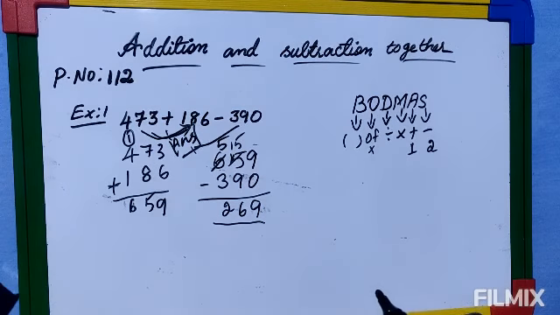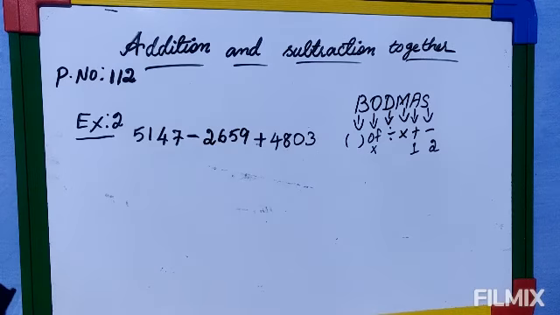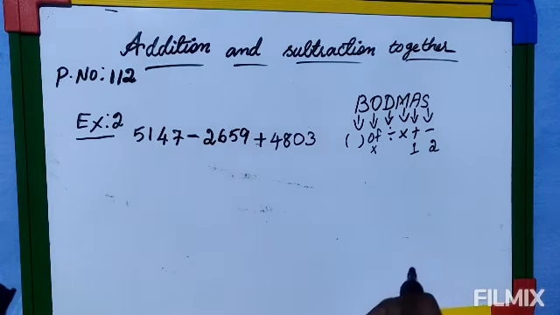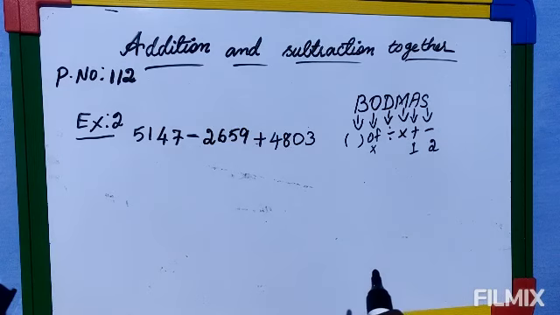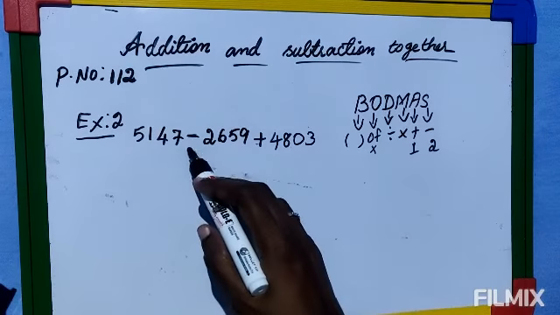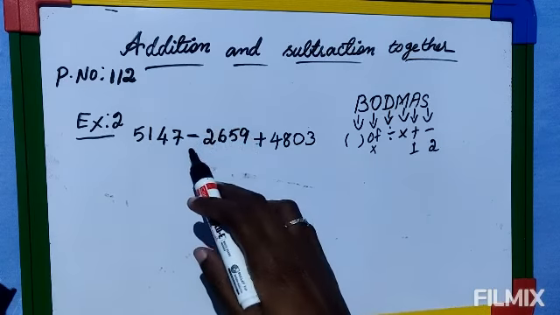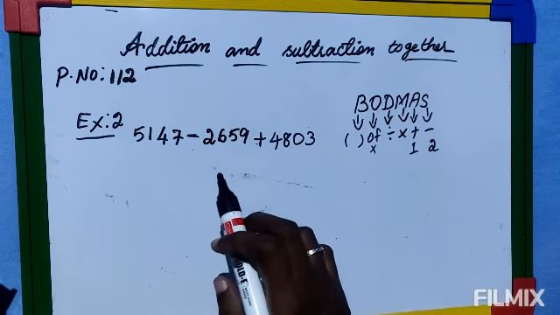So let me give one more example. This will be a little different. So here is another example. Here with 4 digits. Before we were doing with 3 digits. Now with 4 digits. And here you see minus comes first. Before, plus was here and minus was here. Now minus is first, plus is second.